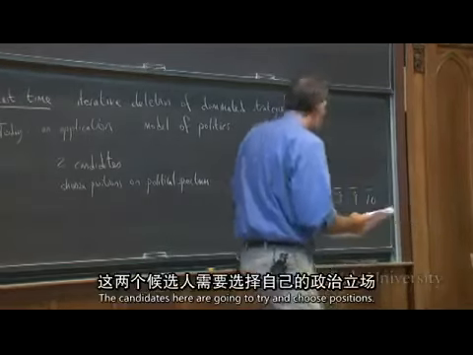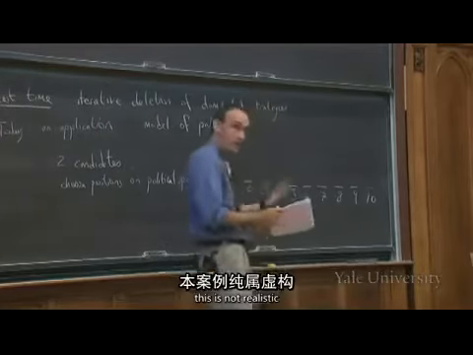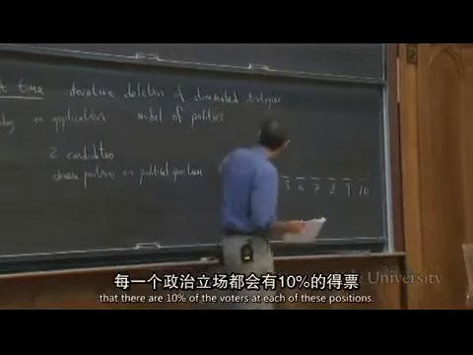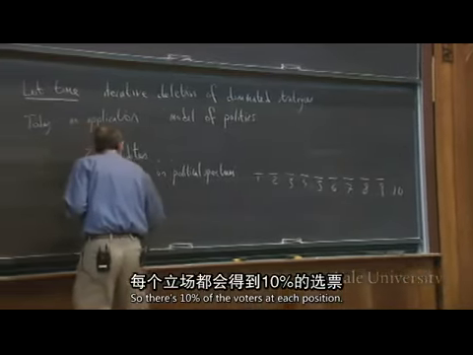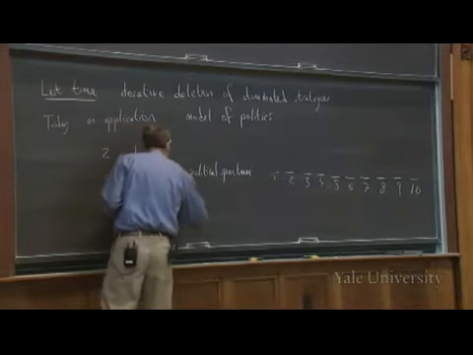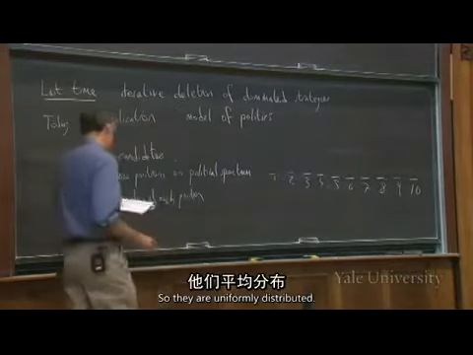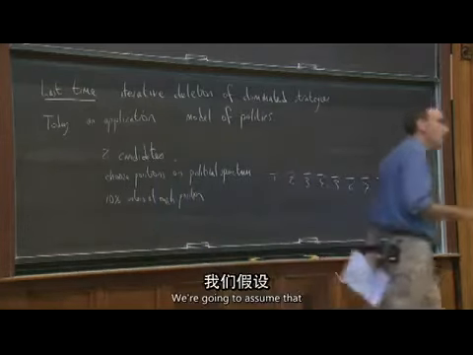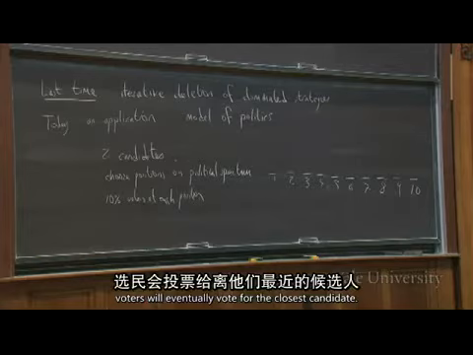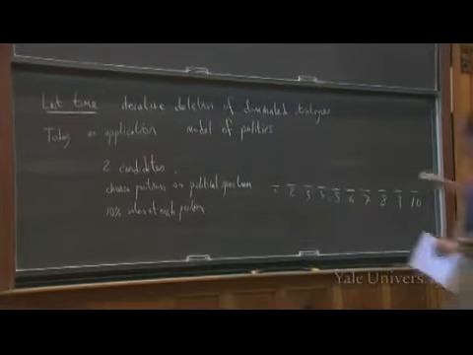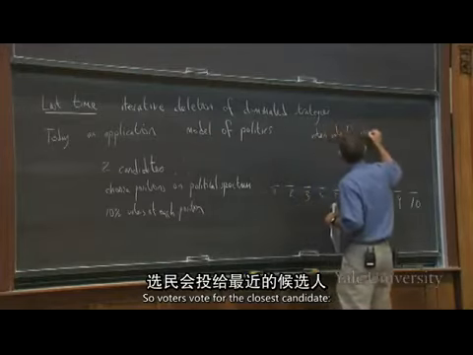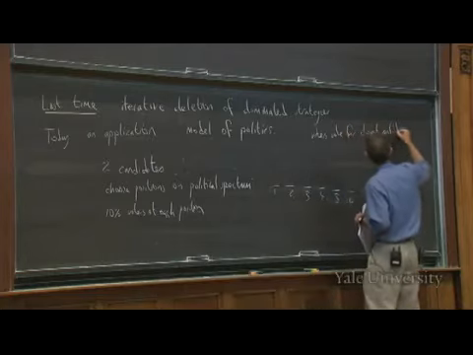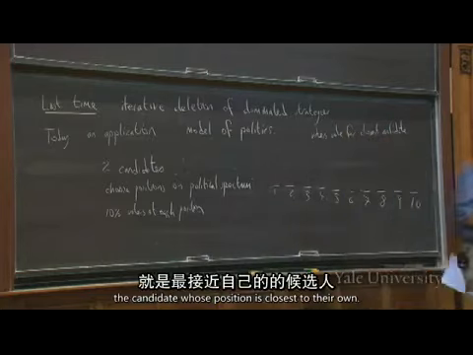The candidates here are going to try and choose positions. We're going to assume, and this is not realistic, for now that there are 10% of the voters at each of these positions. So there's 10% of the voters at each position. They're uniformly distributed. And we're going to assume that voters will eventually vote for the closest candidate, the candidate whose position is closest to their own.